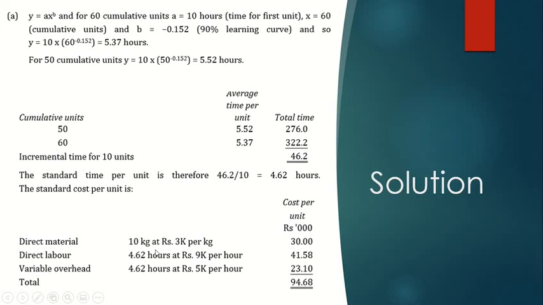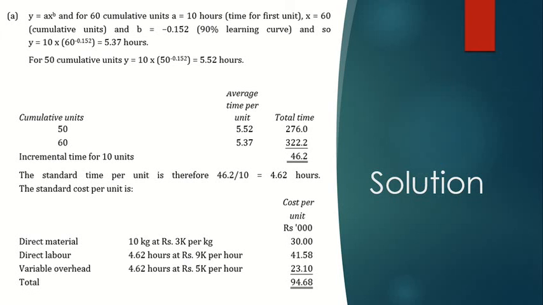In our fourth quarter, our average time requirement will be 4.62 hours. So here 4.62 hours we can apply for both direct labor and direct variable cost, other variable overhead. So here 4.62 into the rate will be same, 9,000, 4.62 into 5,000. So here we can find the standard cost of a product in quarter number 4. 94,680 will be our standard cost of a product at quarter number 4.